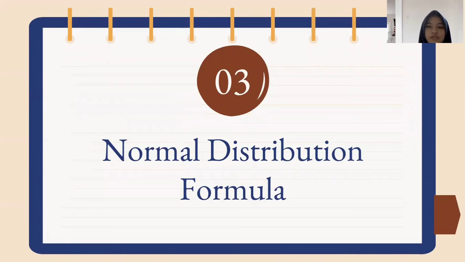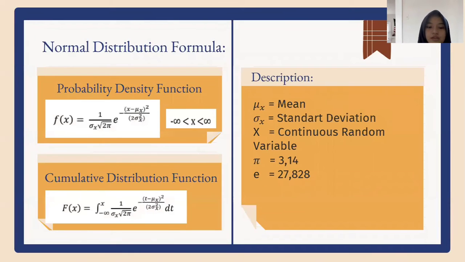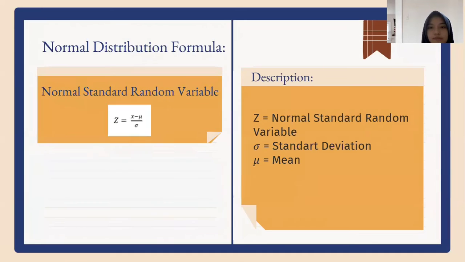Third is normal distribution formula. The normal distribution has several formulas. There are the probability density function and the cumulative distribution function. And the formula is as shown on the screen. So the description is mu x is the mean, sigma x is the standard deviation, x is a continuous random variable, pi is 3.14, and e is 2.7828.